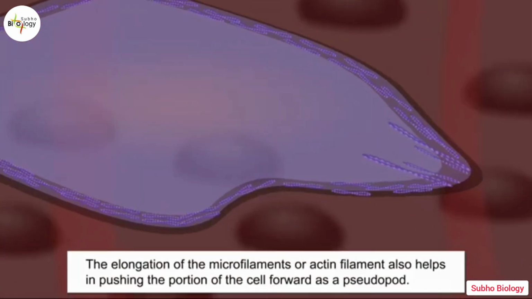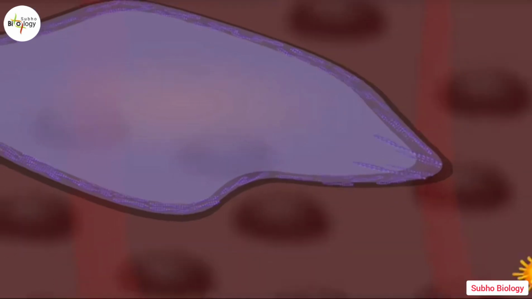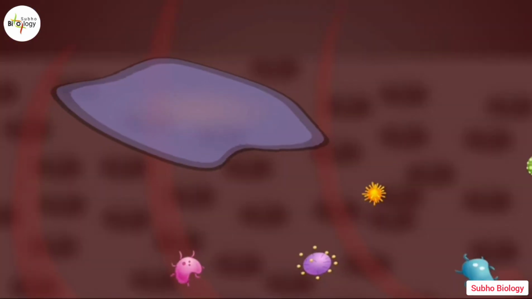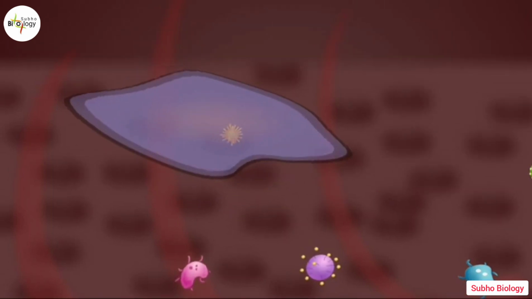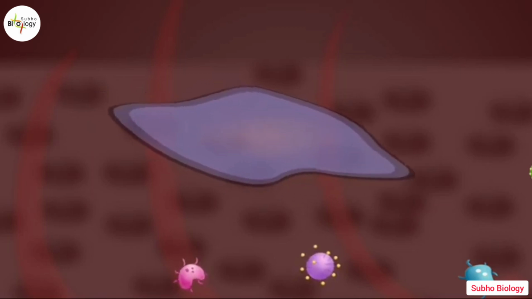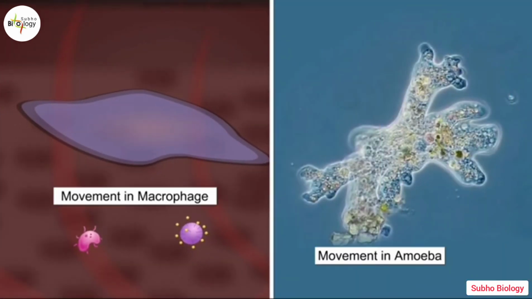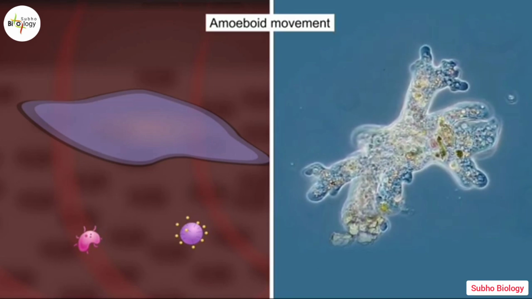The elongation of the microfilaments or actin filament also helps in pushing the portion of the cell forward as a pseudopod. These pseudopodia attach to the targeted foreign substance and engulf it. The cytoplasm then flows into the pseudopodia, leading to the movement of the cell forward. This type of movement is similar to the movement seen in an amoeba. Thus, it is known as the amoeboid movement.